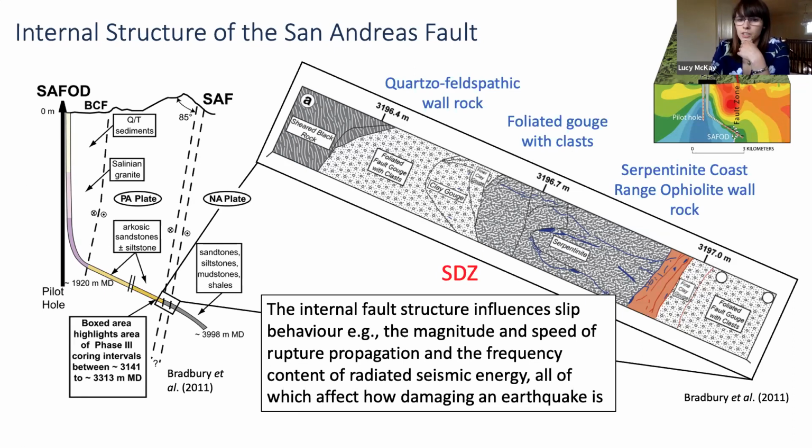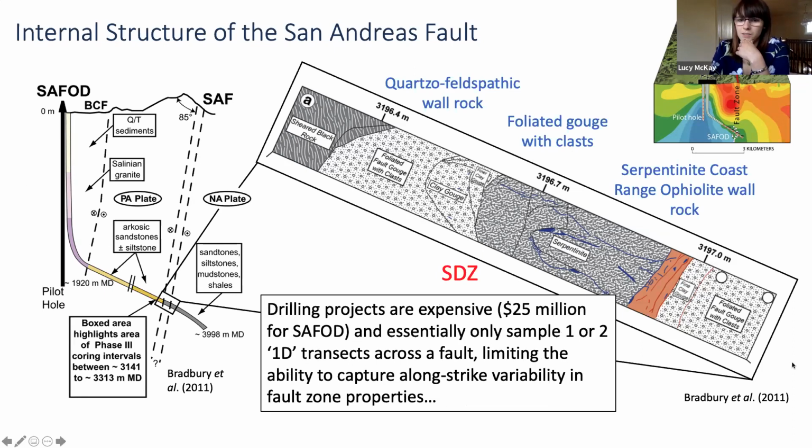But such projects are expensive. So the bill for the San Andreas Fault project alone was $25 million. And they're also limited in what they can tell us, because it's one borehole, so effectively they just sample a limited 1D transect across the fault, which limits the ability to capture the variability.